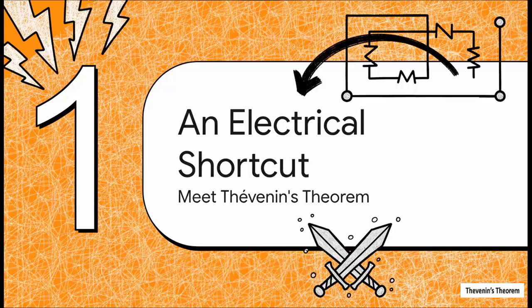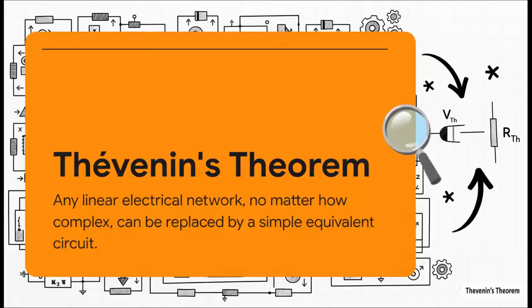So let's dive in. Seriously, think of this as your secret weapon, an elegant shortcut that makes circuit analysis so much easier. The core idea is right here. Any linear circuit, and that covers most of what you're going to run into, can be boiled down to a simple, predictable equivalent. The key word here is any. It doesn't matter how tangled it looks. That's what makes this so incredibly powerful.